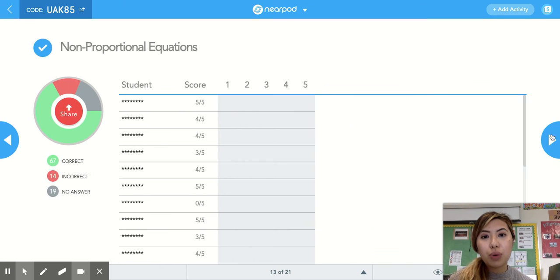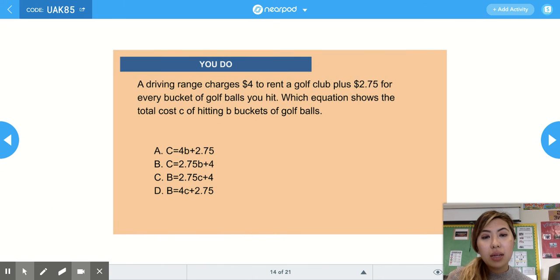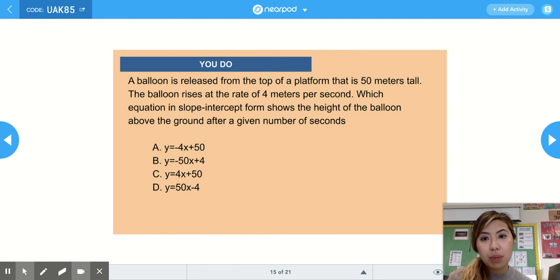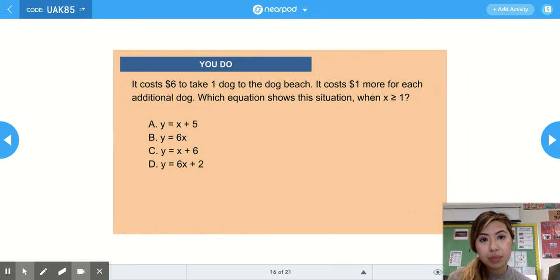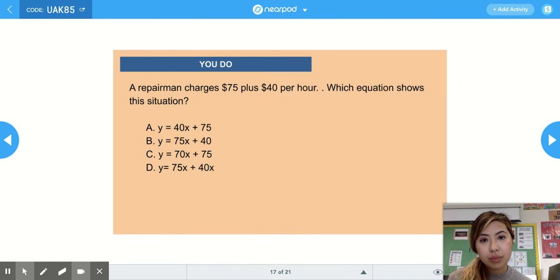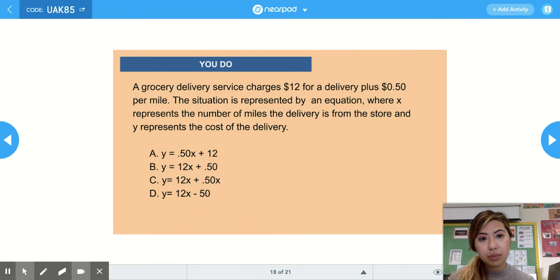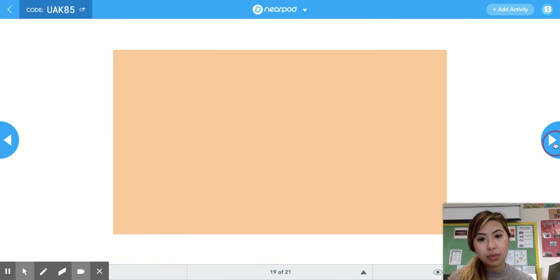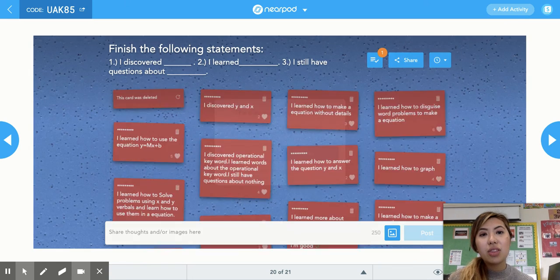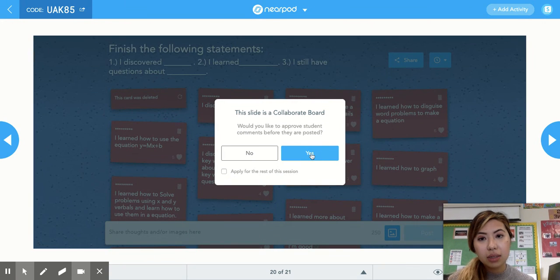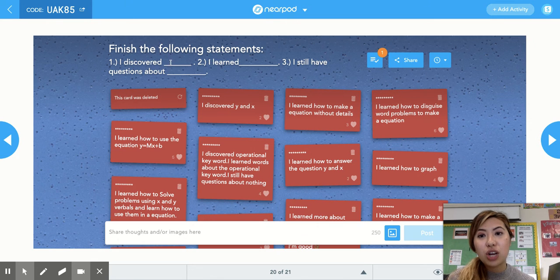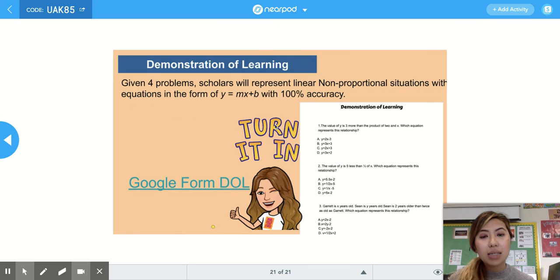There's another we do problem and 5 non-proportional equation quiz problems for you to do on Nearpod. And these are just what the problems are. And then there's a collaborate board where you had to answer I discovered, I learned, I still have questions about. And lastly, your 4-question DOL, that's a Google form.